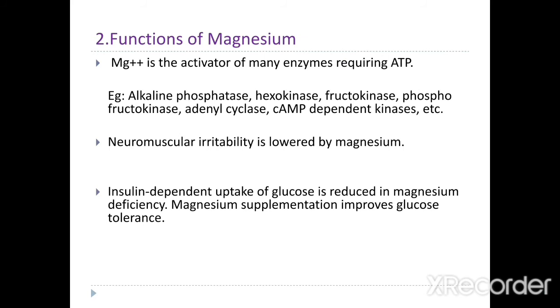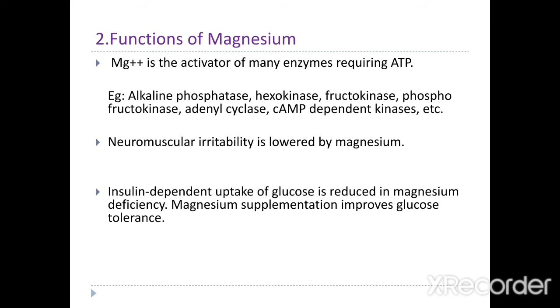Next question is functions of magnesium. Magnesium is not a trace element, it is a major element, which means the requirement is more than 100 milligram. The daily requirement of magnesium is 400 milligram per day for men and 300 milligram per day for women. So, it is a major element.